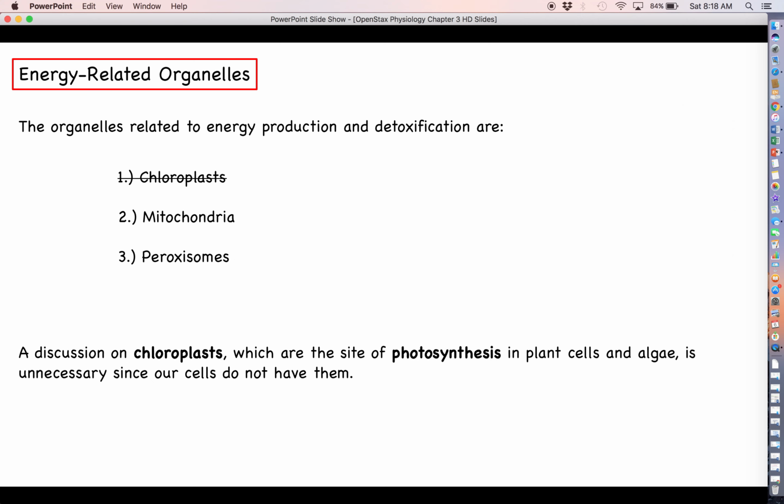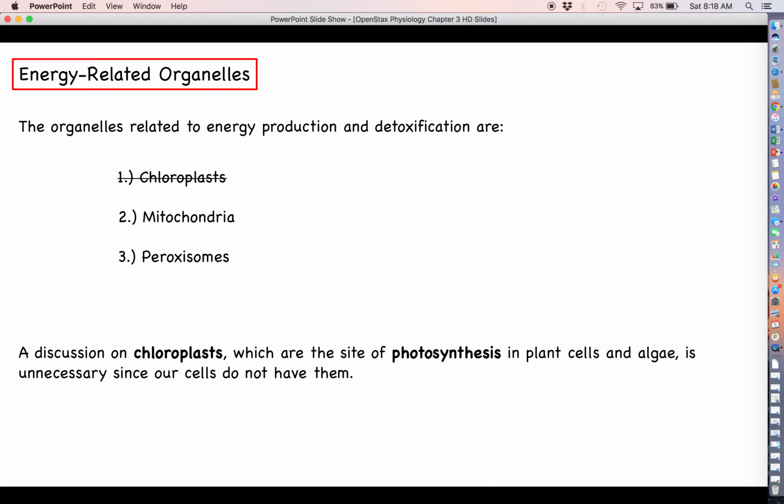So the last thing for us to discuss here in terms of the organelles is going to be the energy-related organelles. These come in 3 different varieties. These are ones that are related in some way to energy production or detoxification. So we've got chloroplasts, we've got mitochondria, and we've got peroxisomes. I've got a strike through on the word chloroplast here, and I think you probably know why. This is a human physiology class, and we don't have chloroplasts.